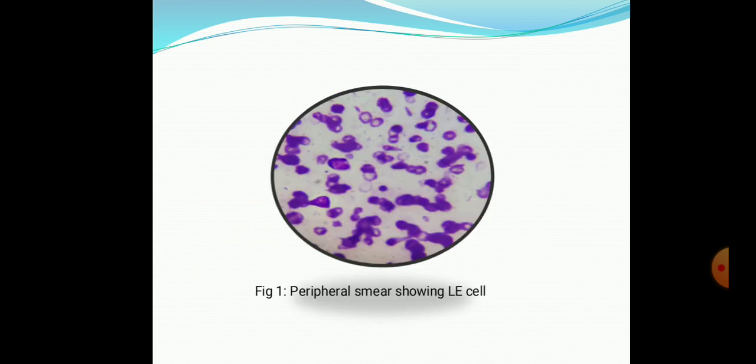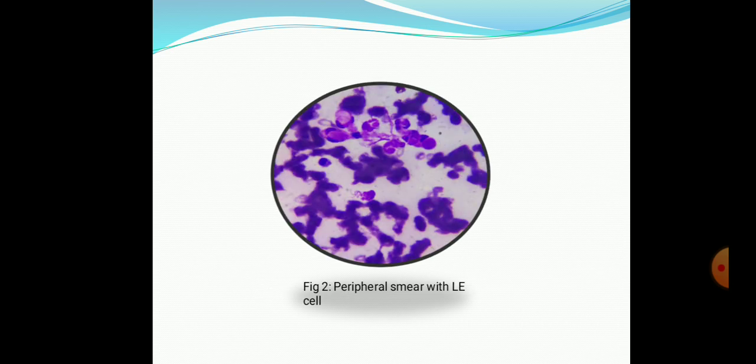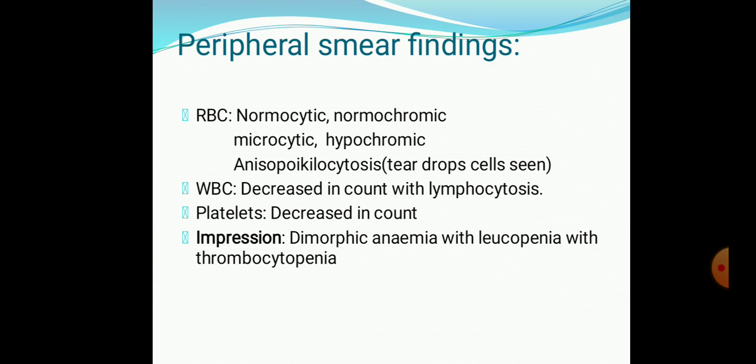In the peripheral smear, we can see cells with peripheral nuclear material and intracytoplasmic inclusions. Peripheral smear findings: RBCs are normocytic normochromic and microcytic hypochromic with anisopoikilocytosis. WBC count is decreased with lymphocytosis, and platelets are decreased in count. Impression: dimorphic anemia with leukopenia with thrombocytopenia with LE cells.